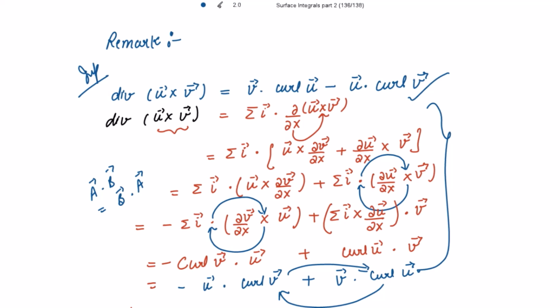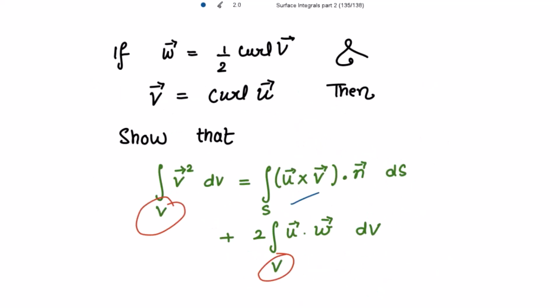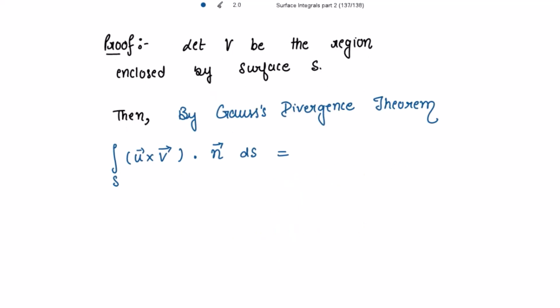Now let's start with the proof. What we have to do is, we have to apply the Gauss's divergence theorem on this surface integral, right? So from here we have to start. So let V be the region enclosed by the surface S. Then by Gauss's divergence theorem, this surface integral is equal to, because we are having dot product of these two, so this is volume integral of divergence of this vector.